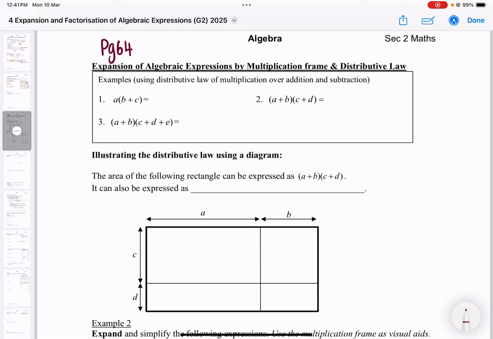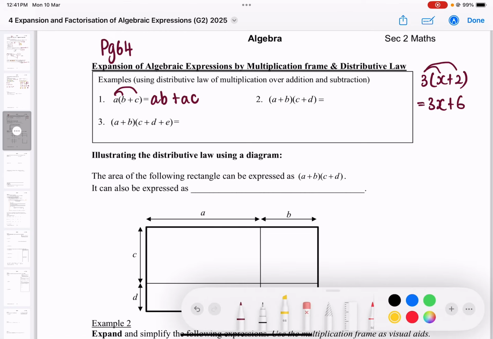Now in Sec 1, we learned how to do algebraic expansion of expressions like this, right? 3 times (x plus 2). We basically multiply the 3 to both the x and the 2, so we get 3x plus 6. So in general, when we multiply a to a bracket (b plus c), we need to multiply the a to the b and to the c.